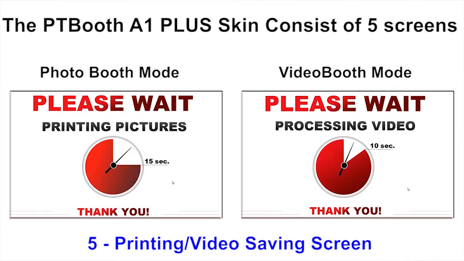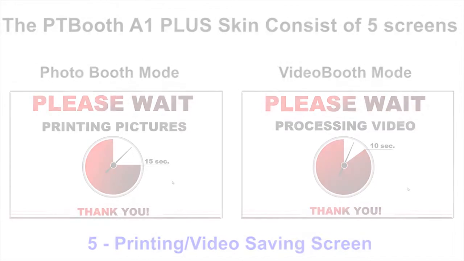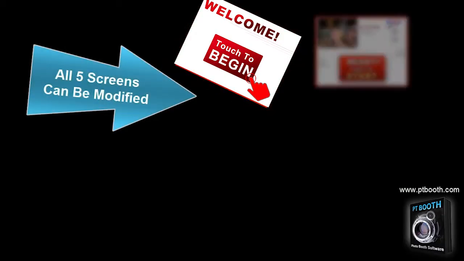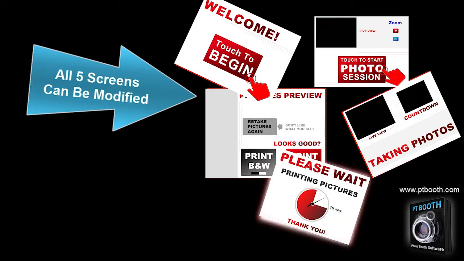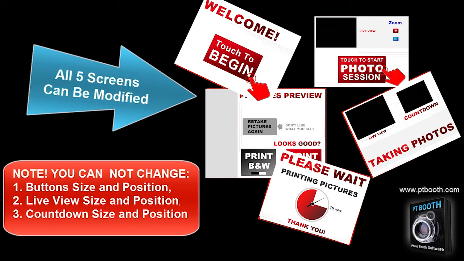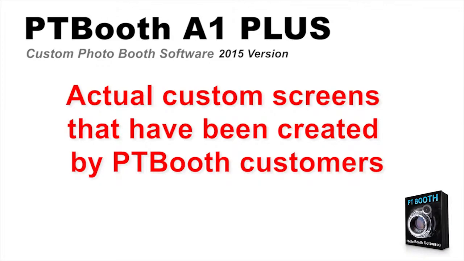Now, just to touch on this very briefly here, all 5 of these screens can be modified. What you've just seen here are the default skins, but everything can be modified and changed. You can change the color of the background, you can change the text in there. The only thing that cannot be changed is the location of the buttons, the location of the live views and the countdown. All of that has to stay there, but the text around it and the background color design can all be changed and modified. Take a look at the screen as we show you samples of custom screens created by our customers.